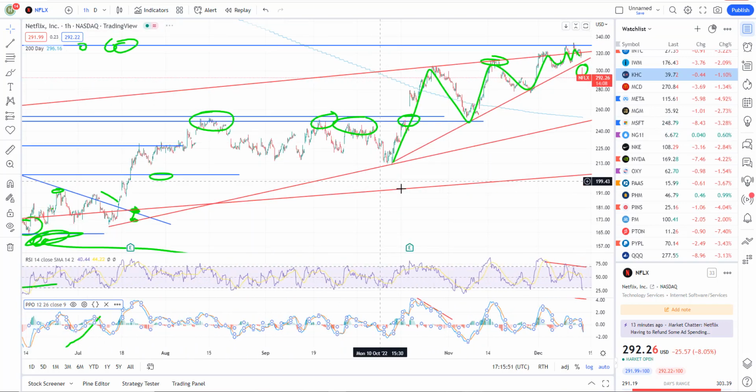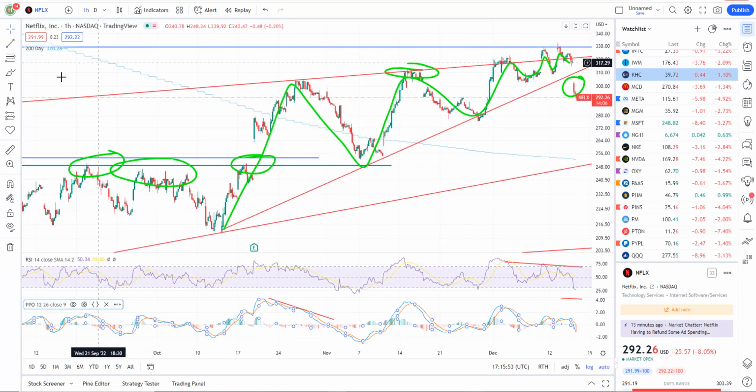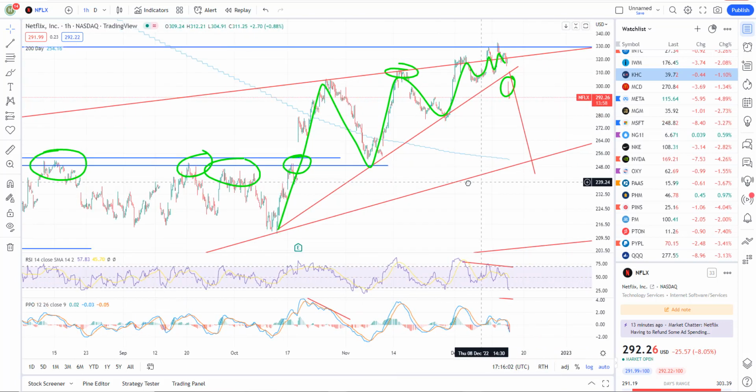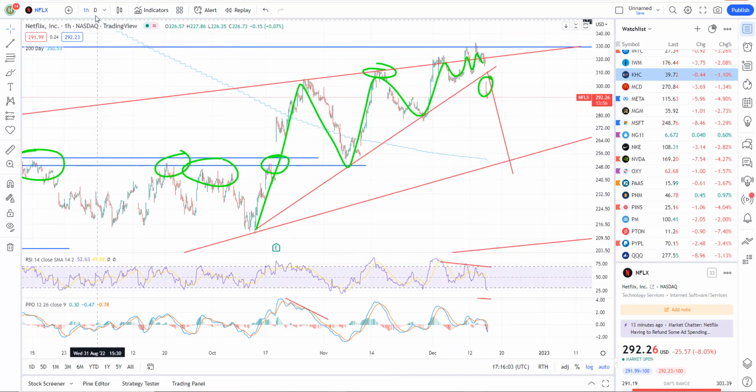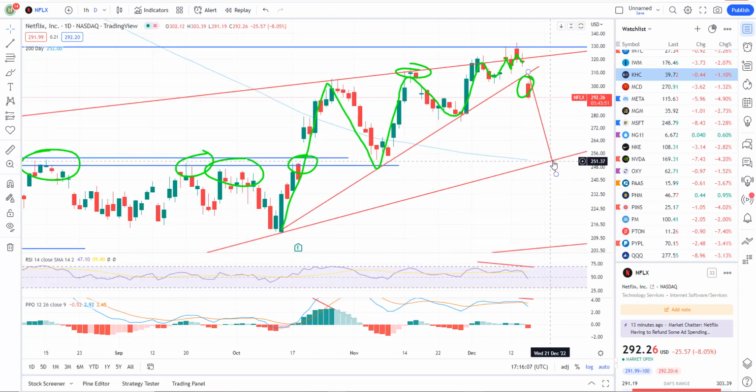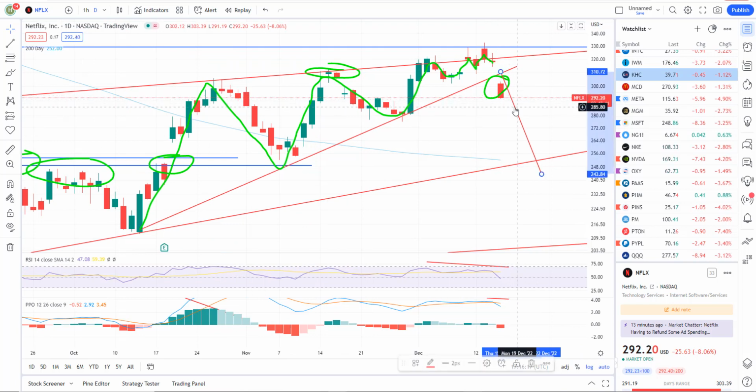This wedge is projecting a move down, I'd say down to about the 200-day. Let's go to the daily. Somewhere right down there, about 251.80. And that is a drop from where we're at now of another 14% to the downside. So that's a sell signal in Netflix.